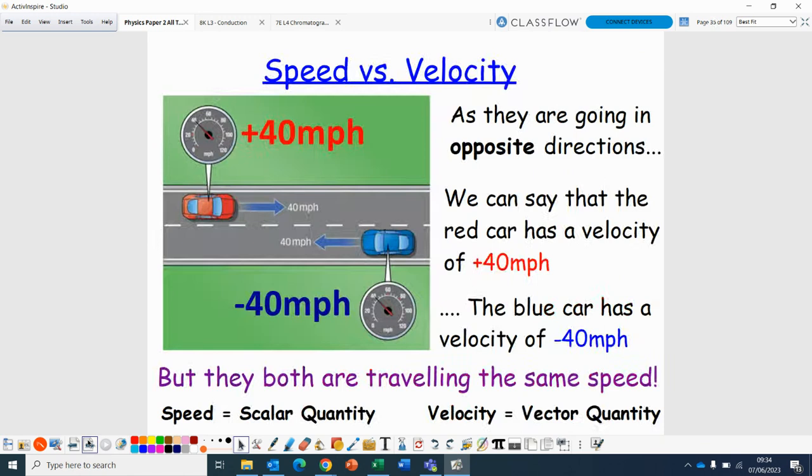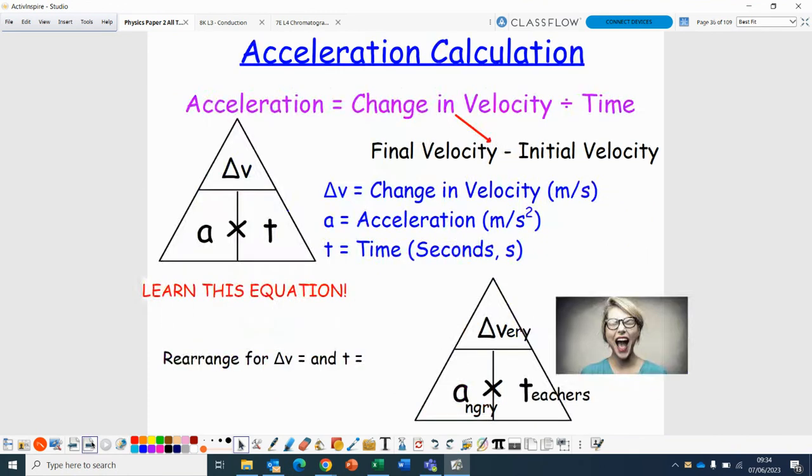Okay, speed and velocity, I've just told you the vectors and scalars. The way we show that velocity is a vector is because you can have a positive velocity going one direction and a negative velocity going the other direction. It does not mean they are going at different speeds. They're just different velocities because the directions are different. Acceleration, change in velocity over time. The only difficulty here is you might have 2 velocities. Remember, change is your final, take away your start.